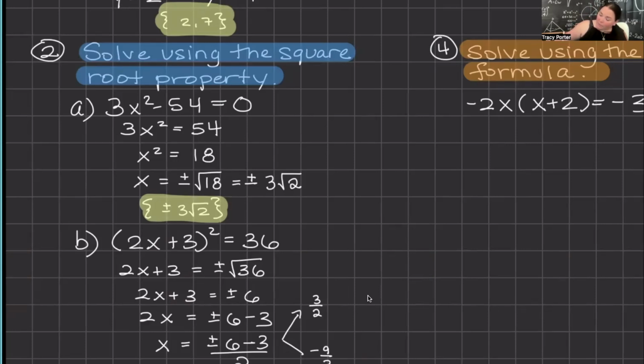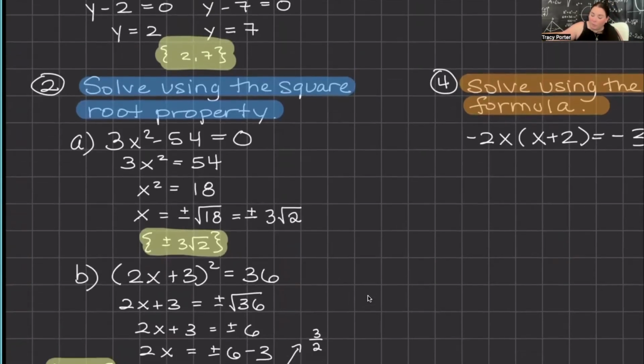So you can leave your answers like that, or we can just jot it down over here, like so. All right, that's the square root property.